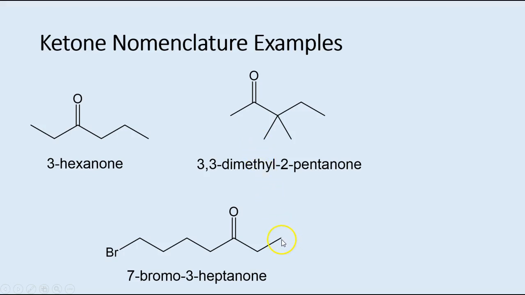Here I've got 7 carbons, 1, 2, 3, 4, 5, 6, 7. Because the carbonyl carbon gets the lowest number if I number from this direction. If I numbered from that direction, it would make the carbonyl carbon carbon 5. If I number from this direction, it makes the carbonyl carbon carbon 3. So I'm numbering from right to left. 1, 2, 3, 4, 5, 6, 7. 7-bromo-3-heptanone. So that's your aldehyde and ketone nomenclature.